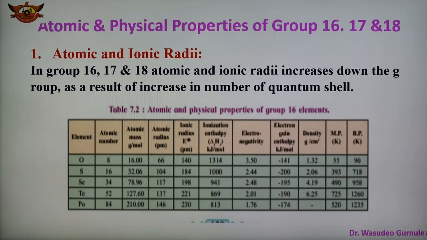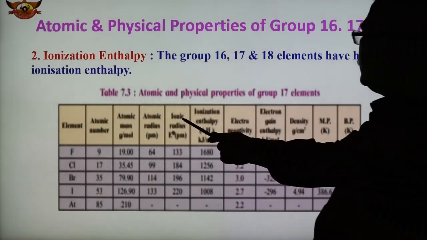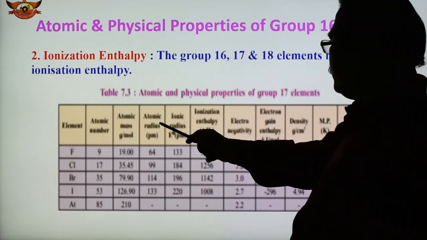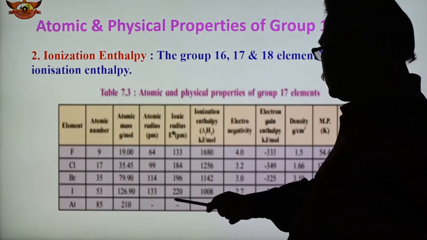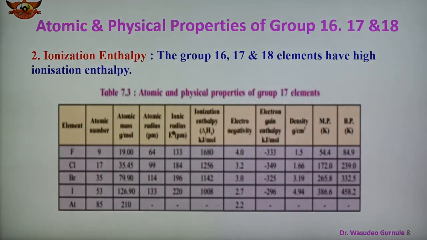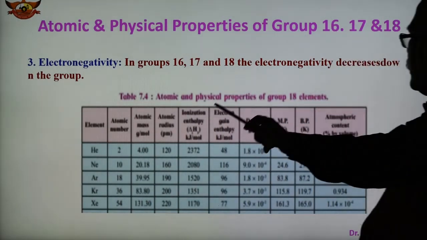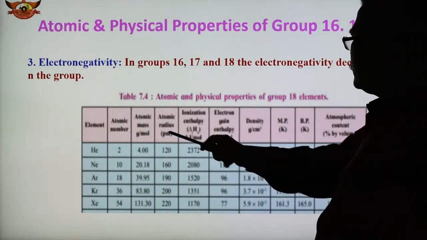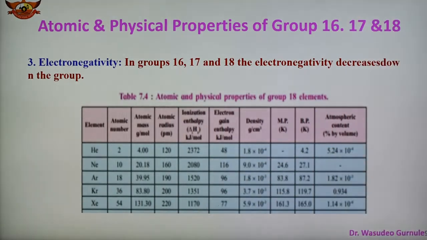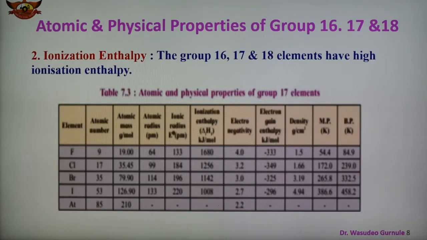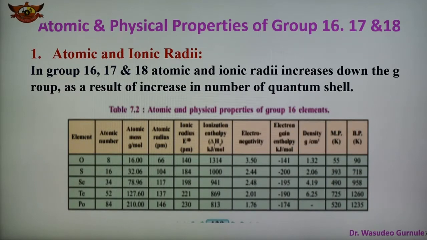Now what about group number 17? In this table, in the case of group number 17, atomic radius and ionic radius also show an increase. In the case of group number 18, the values of atomic radius and ionic radius also show an increase. So atomic radius and ionic radius in all three groups increase as we go down the group. This is the first property, atomic and ionic radii.